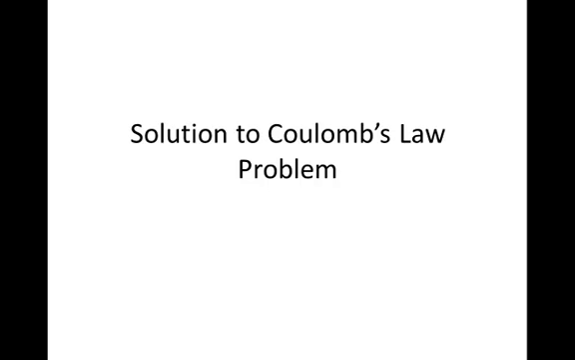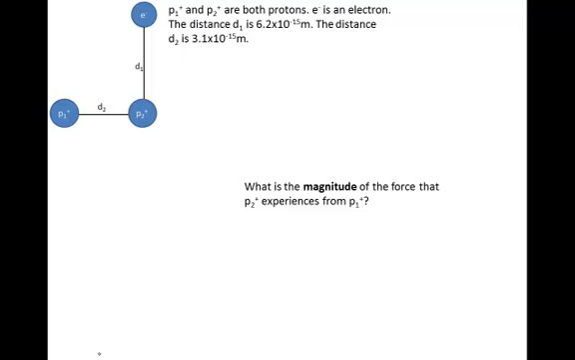This is a video about how to solve Coulomb's law problems. So here's a question that says we've got P1 and P2, which are both protons, and an electron on top there. The distance D1 is 6.2 times 10 to the minus 15th meters. The distance D2 is 3.1 times 10 to the minus 15th meters.